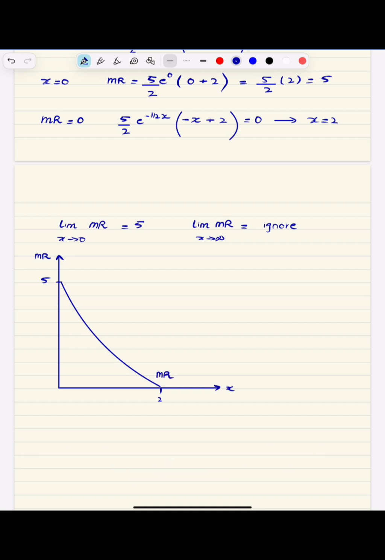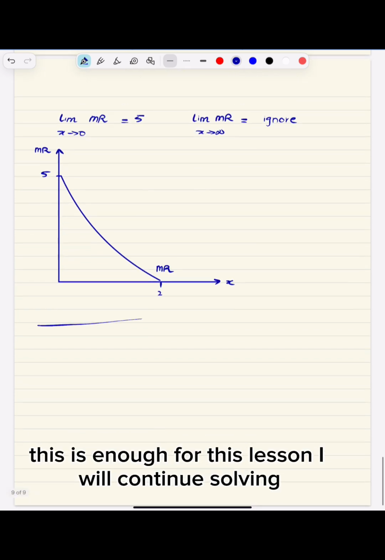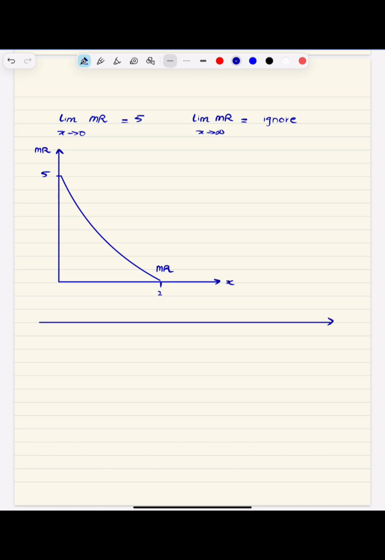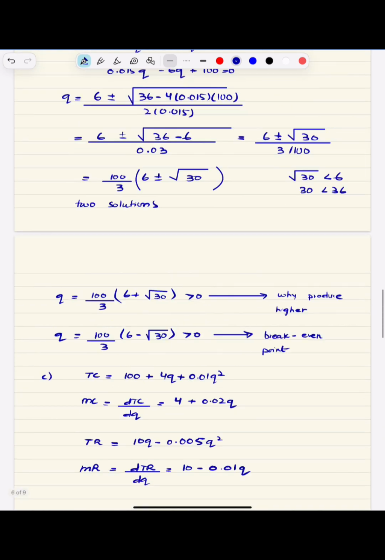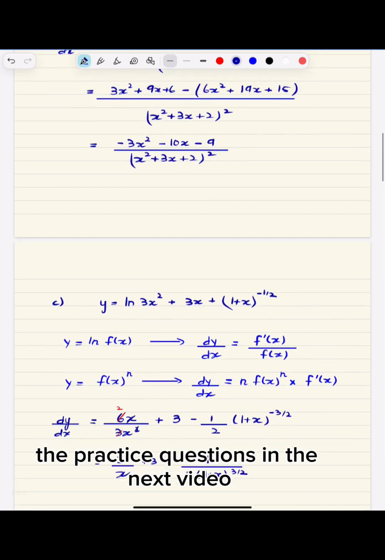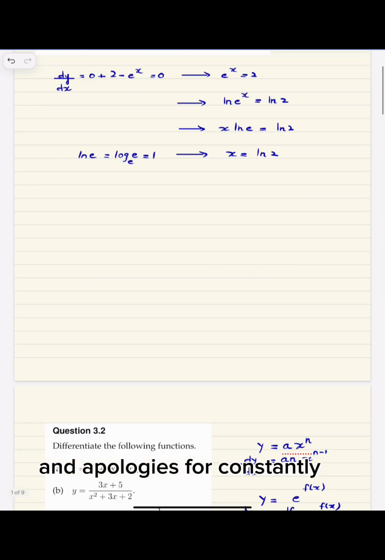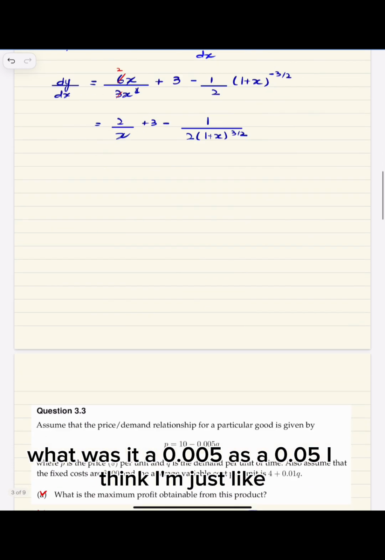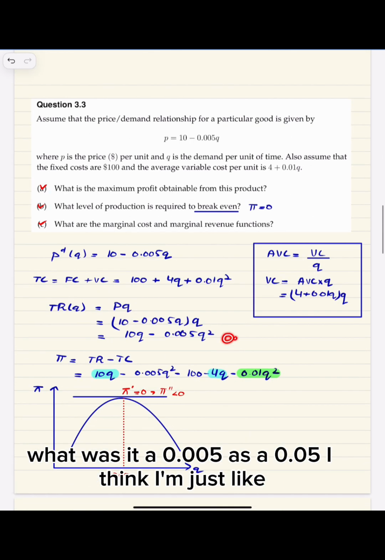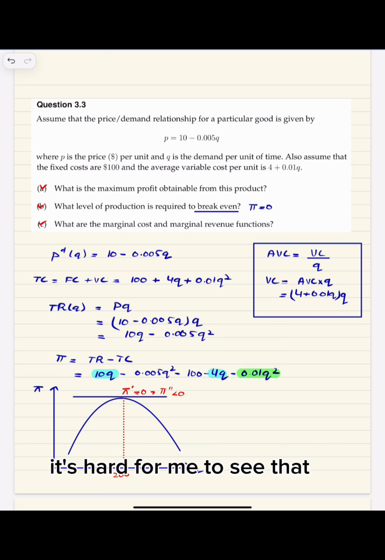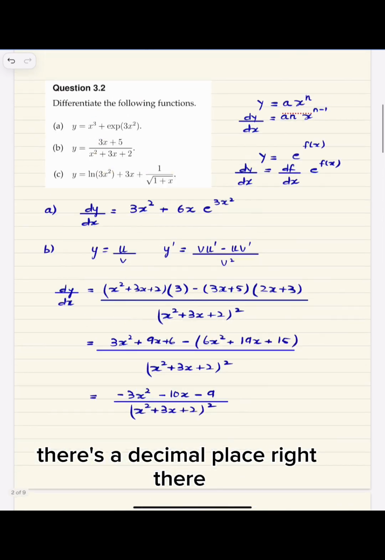Okay. This is enough for this lesson. I will continue solving the practice questions in the next video, and apologies for constantly writing 0.005 as 0.05. I think it's hard for me to see that there's a decimal place right there.